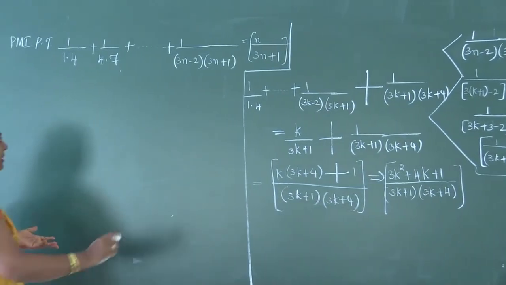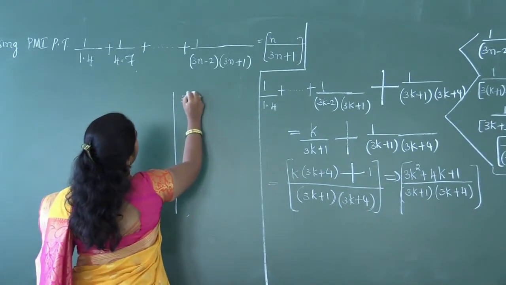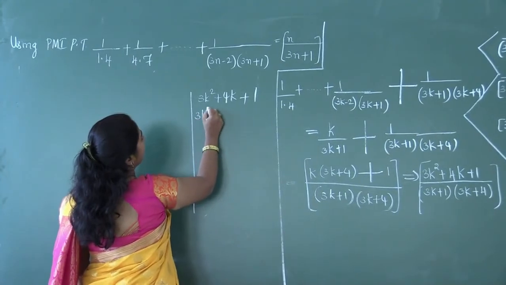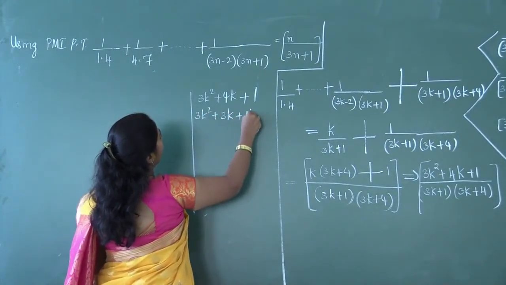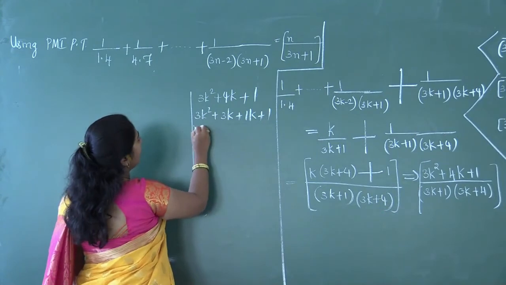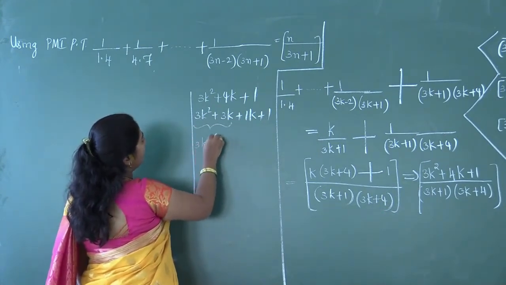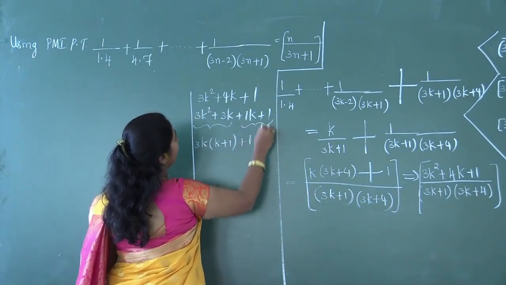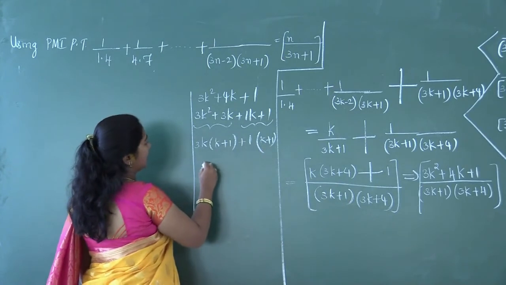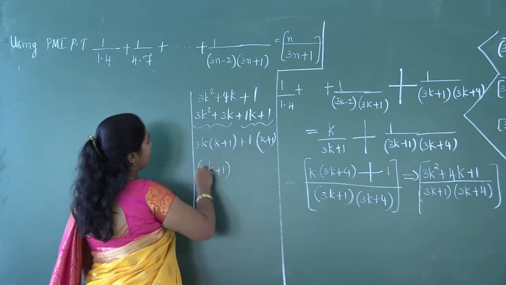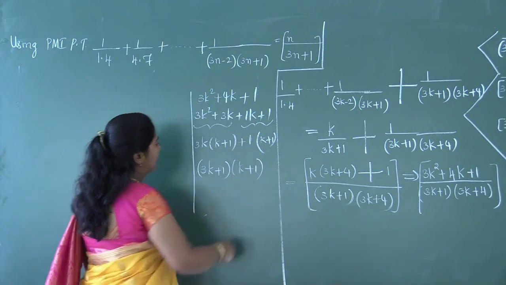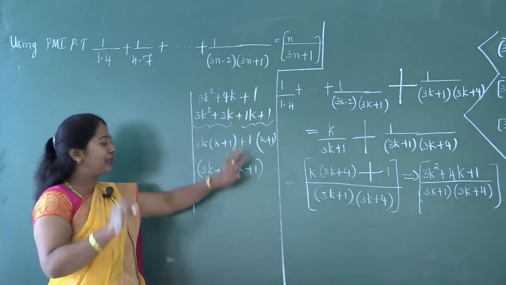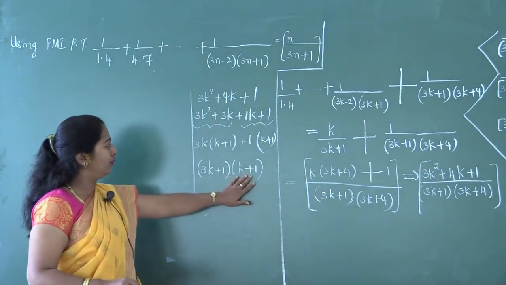So I am going to factorize the numerator here. 3k² + 4k + 1. The numerator can be written as 3k² + 3k + 1k + 1. These are the factors. What is common in the first two terms? 3k. If I take out 3k, k + 1 remains. Similarly, in the second term, if I take out 1, k + 1 remains. So what is the reduced answer? The result is (3k + 1)(k + 1). The numerator 3k² + 4k + 1 is factorized and written as (3k + 1)(k + 1).